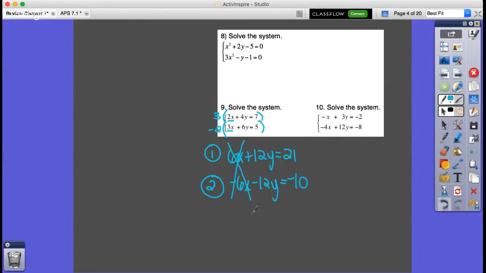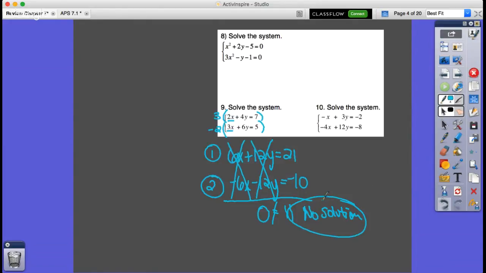Now the x's cancel out. The y's also just happen to cancel out as well, producing a value of 0 on the left. And on the right, we get a value of 11. Now, since those values are not the same, our final answer is no solution, because 0 cannot equal 11. Okay? All right, number 10 would be another one we could look at here.